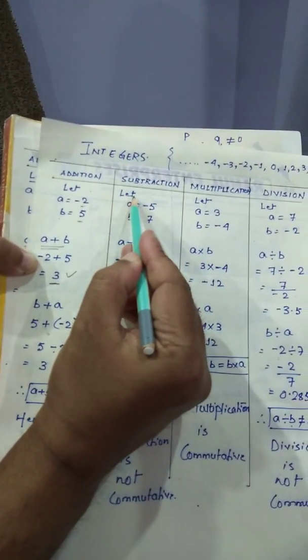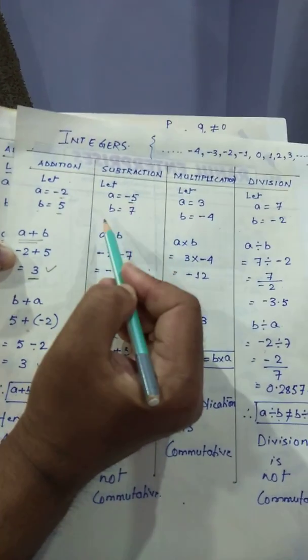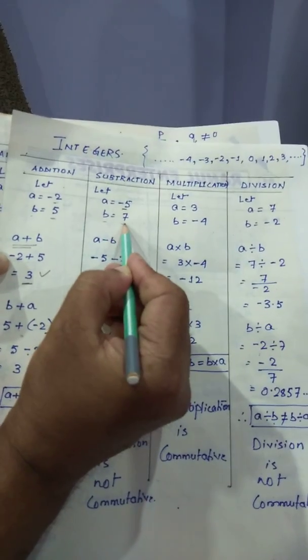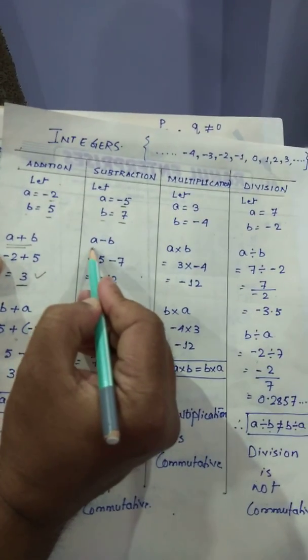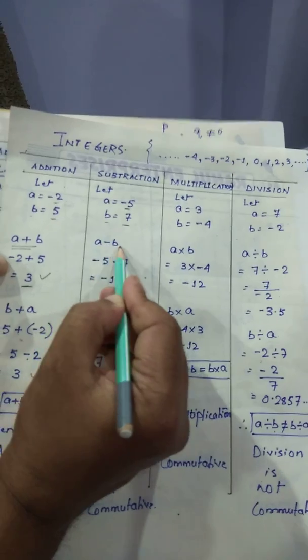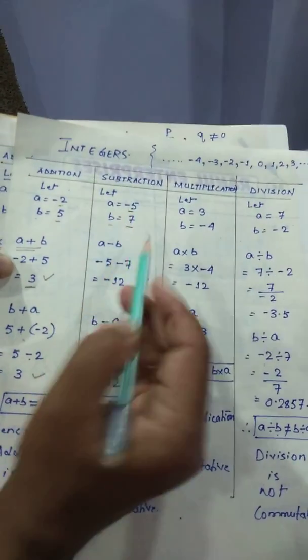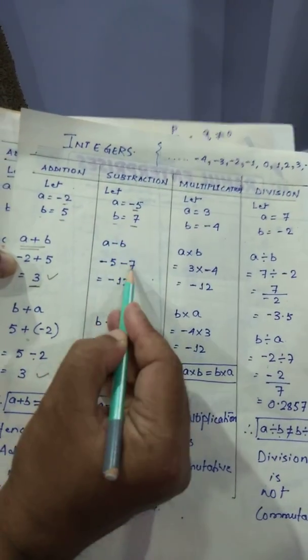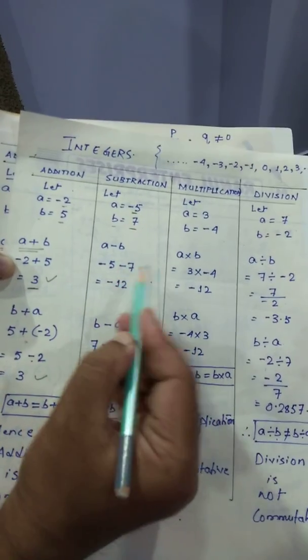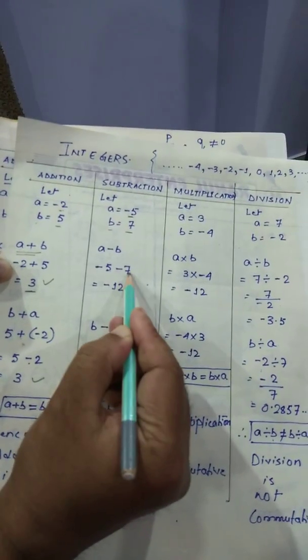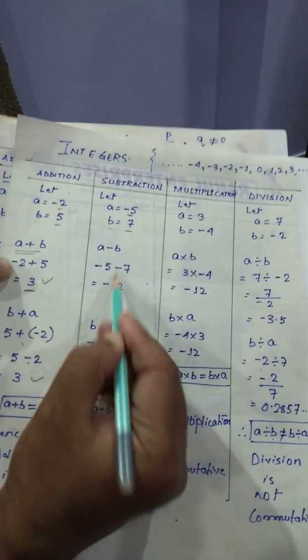Subtraction, again let a equal minus 5 and this time b is 7. So let's perform the first operation, that is a minus b. So a minus b means minus 5 minus b. B is what? 7. Minus 5 minus 7, so 5 plus 7 is 12. 7 is greater, so 7 is carrying the minus sign. So we are getting the answer as minus 12.